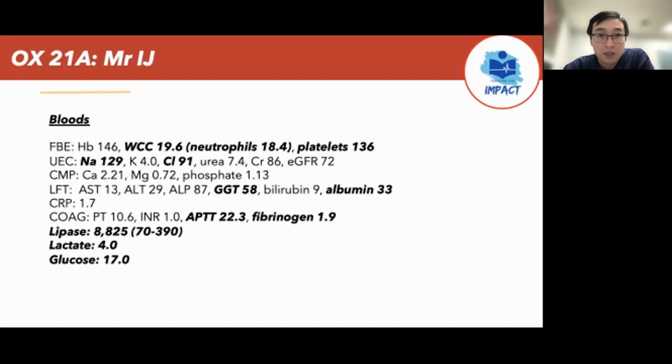These are the bloods. So quite an impressive white cell at 20, mainly driven by a neutrophilia. Slightly thrombocytopenic, but yeah, whatever. Moderately hyponatremic at 129, which is interesting. GGT of 58. It's suspicious of alcohol intake, although the patient denies it. Albumin is a bit low. Can someone explain that? Why might the albumin be low?